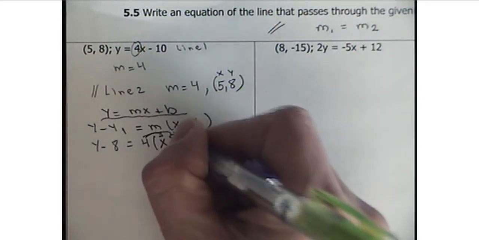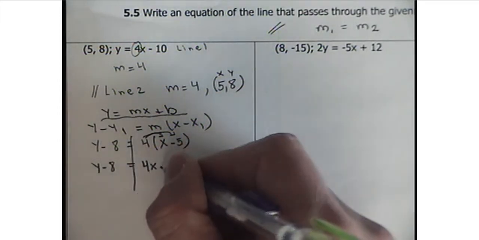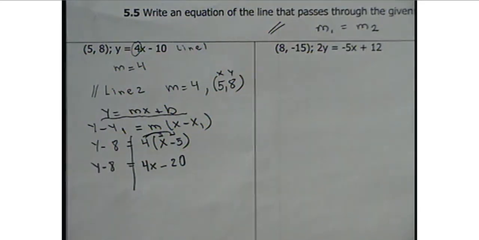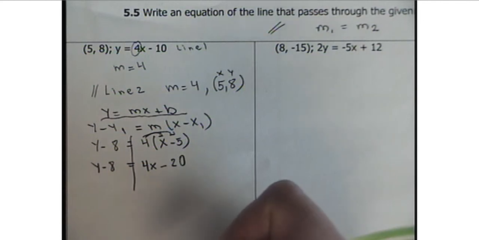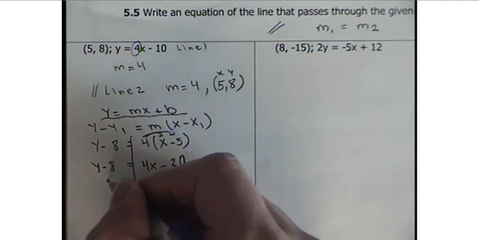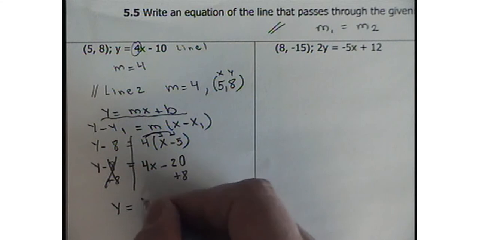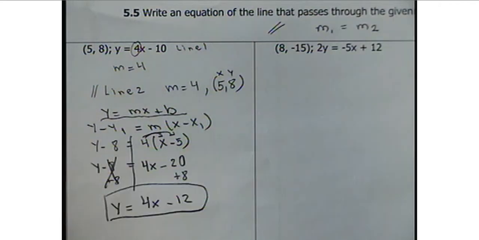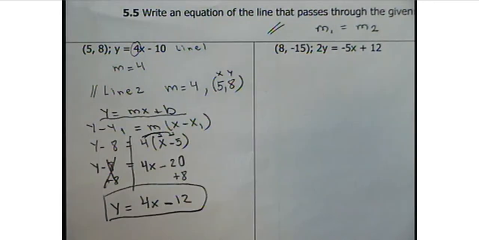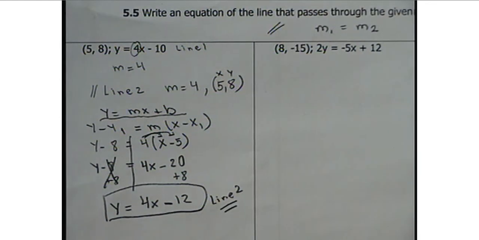With the distributive property here, we have y minus 8 is equal to 4 times x, which is 4x, and 4 times negative 5 is negative 20. My next step will be to move the negative 8 to the other side of the equation in order to finalize the answer. So plus 8, plus 8. Notice those two cancel and we have y is equal to 4x, negative 20 plus 8 is negative 12. That will be my final answer for the first problem. Once you have the line 2 equation written down, you are done with the problem.